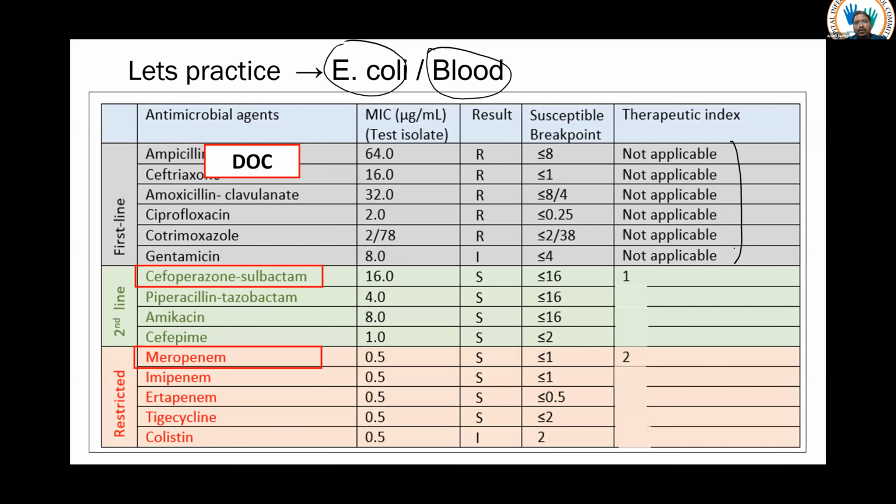Anybody can unmute and tell us. Meropenem. Why do you want Meropenem? Why do you want Magnex? Higher therapeutic index. Exactly. So confusion remains whether to choose Magnex or Meropenem.